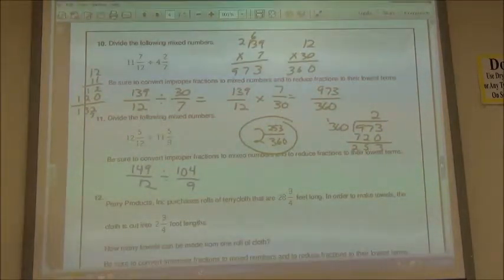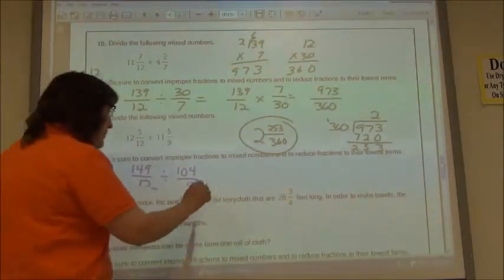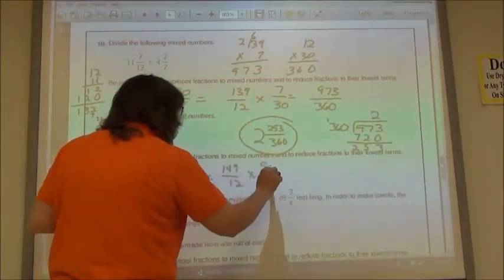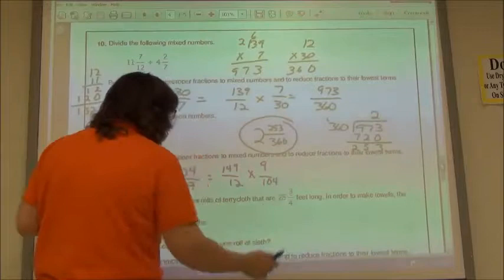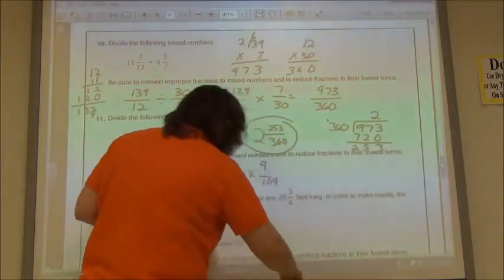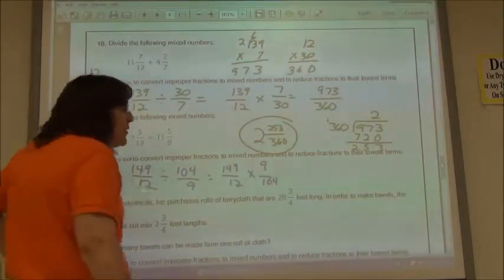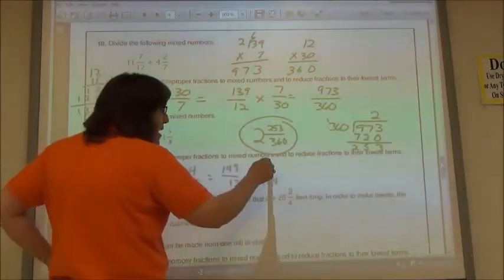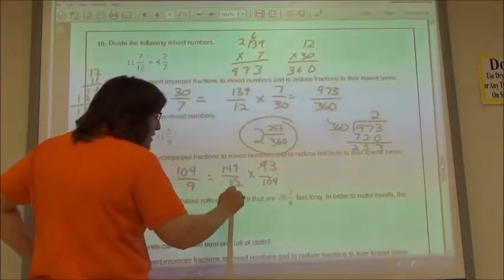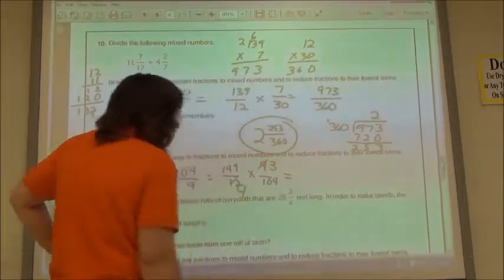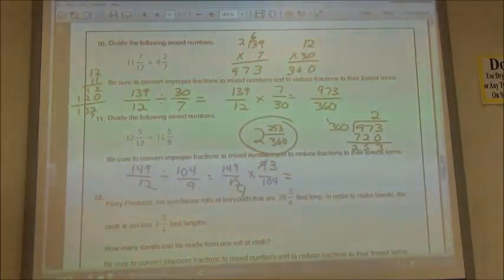I'm dividing, so I have to invert and multiply. So I'm going to have 149/12 times the reciprocal, 9/104. Can't think of anything that would go into 149 and 104, but the 9 and the 12 can be reduced a little bit. I can divide by 3. 3 goes into 9 3 times and into 12 4 times. Switch colors here. And so I've got to take 149 times 3 and 104 times 4.